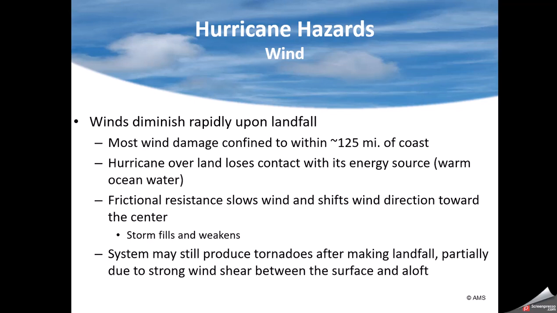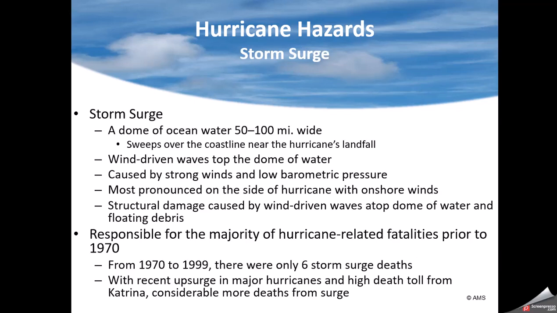So hurricanes can be a very active environment for producing EF0, EF1, even EF2 tornadoes. And usually you're going to see them on the northeast or east side, because most of the hurricanes are moving to the north. The tornadoes are always going to form on the right side of the motion of the hurricane. Storm surge, it's just a wind-driven dome of water.